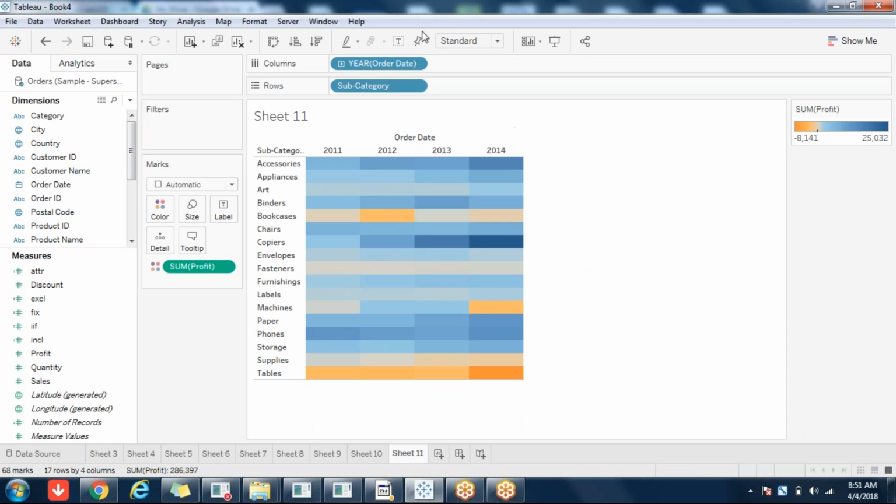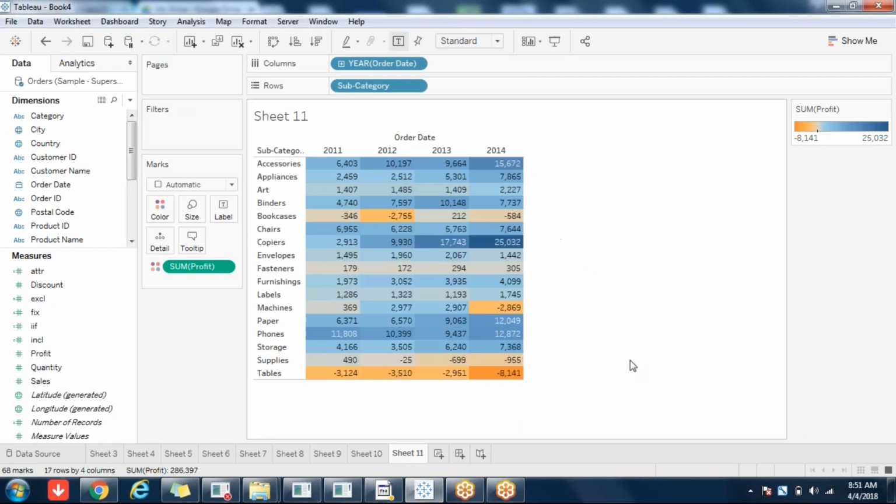Of course, if you want to show the label, you can click on label, no problem. Numbers you can see. This is better than highlight table, right? Single measure only, but you can compare among dimension members like this. So that problem of highlight table will not be there here. Clear? So this is heat map.